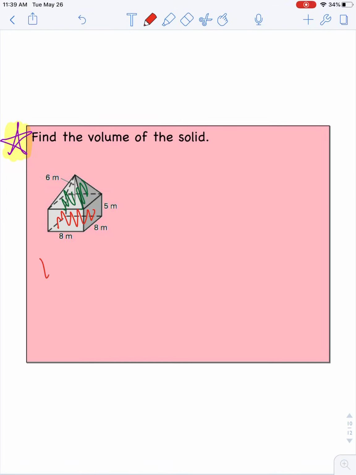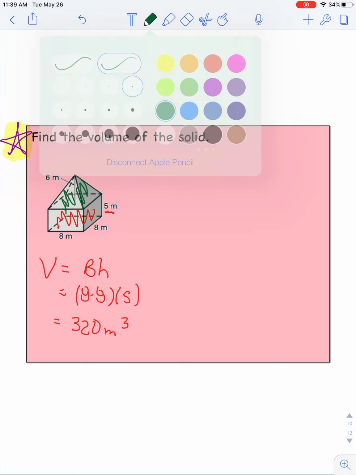and add them together. So the volume of the prism is the area of the base times the height. The base area is 8 times 8, and the height is 5. I don't know if you see that over here, but the height is 5. So the volume of the prism is 320 meters cubed, excuse me.